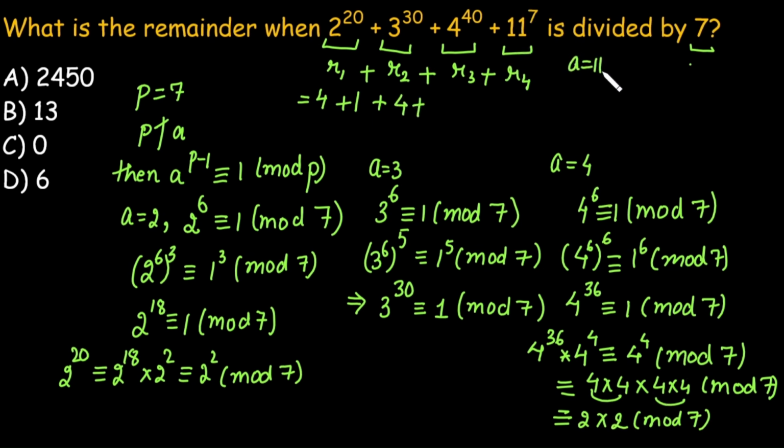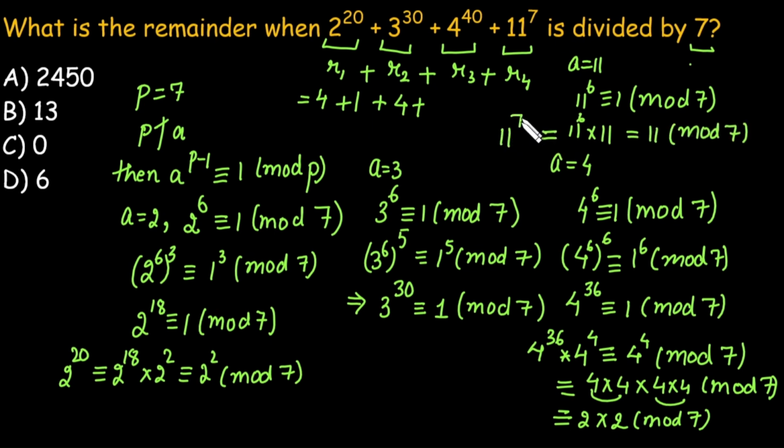Taking the next case, A is equal to 11. Now 7 does not divide 11. So A raised to power P minus 1. It means 11 raised to power 6 is congruent to 1 mod 7. Now we need power 7. So we can multiply both sides by 11. On the left side we have 11 raised to power 7. On the right side, 11.